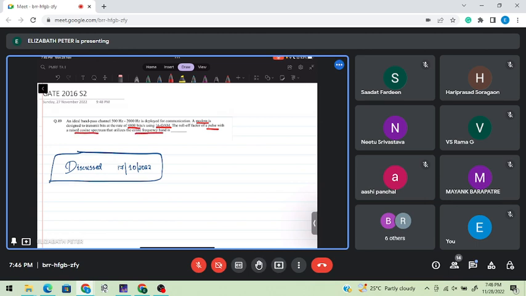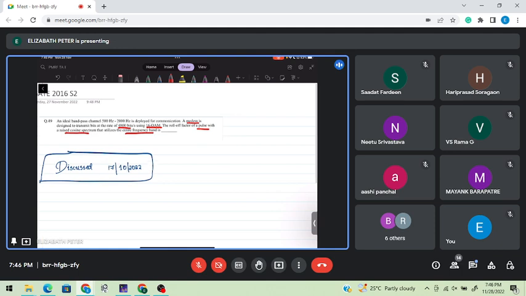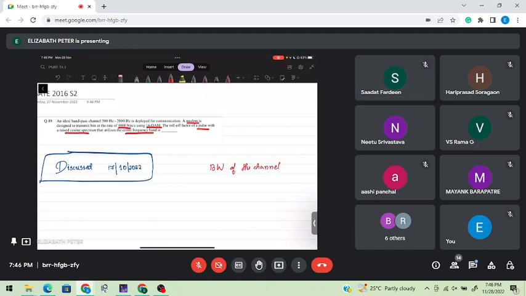Okay. So see, initially I have told in the first question, the channel is always band limited. So the question says the channel is a bandpass channel over 500 Hz to 2000 Hz. So what will be the bandwidth of the channel? 1500. Correct.